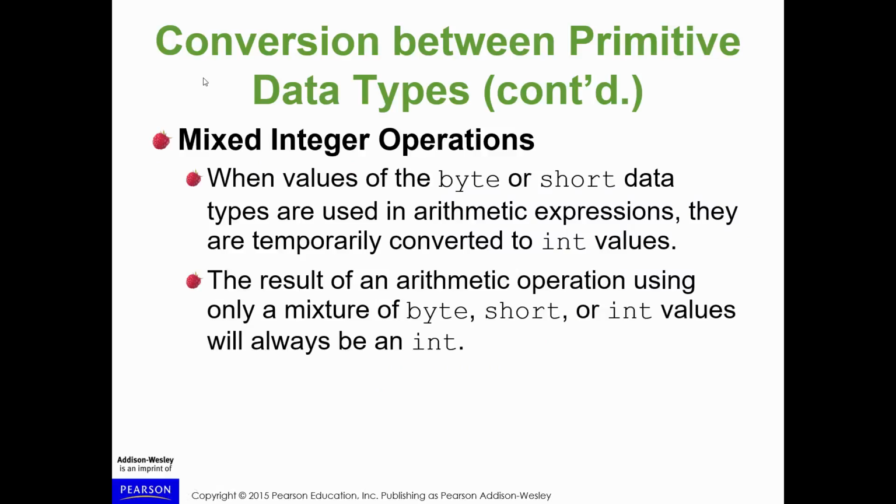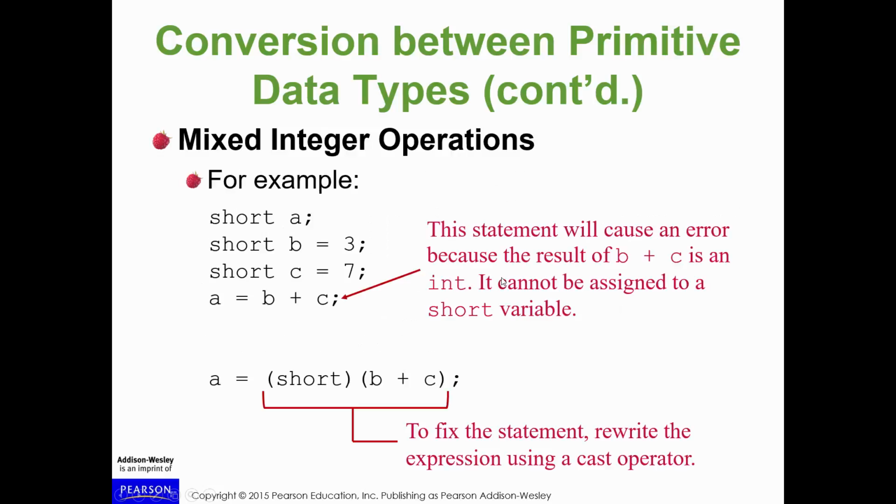Notice with mixed integer, when values of byte or short are used in arithmetic expressions, they are temporarily converted to ints. The result of combining a byte, short, any kind of mixture will always be an int. The bottom line is you find most people for whole numbers always use int, unless they need really humongous numbers if they're doing the national debt or something. And if they need numbers with decimals, they'll almost always use double.